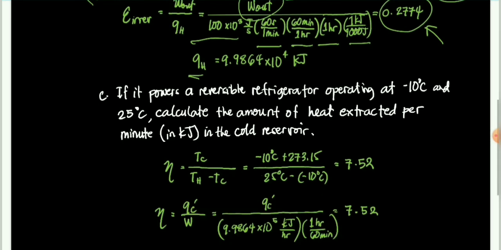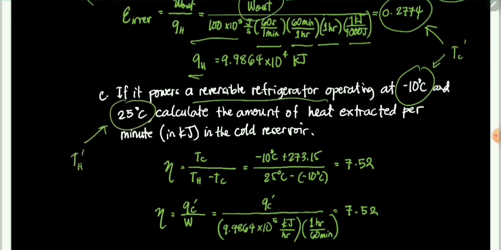Okay? So, letter C. If it powers a reversible refrigerator, so the refrigerator is reversible, meaning maximum yung kanyang coefficient of performance or malaki ang coefficient of performance niya. Operating at negative 10 degrees Celsius, so this is the TC prime, and this is the TH prime. Okay? So, calculate the amount of heat extracted per minute naman in the cold reservoir. So, ang kailangan natin ay yung QC prime.